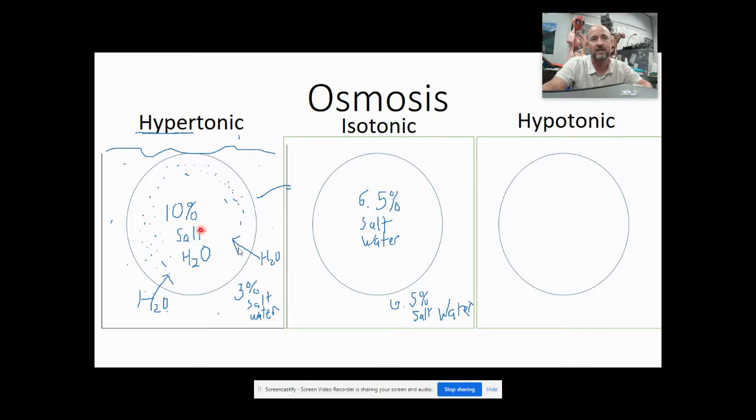In this case, we've now reached equilibrium. This is called isotonic. Everything's normal. Water is not going to be going in and out at any certain rate. Doesn't change. Our last one is hypotonic.